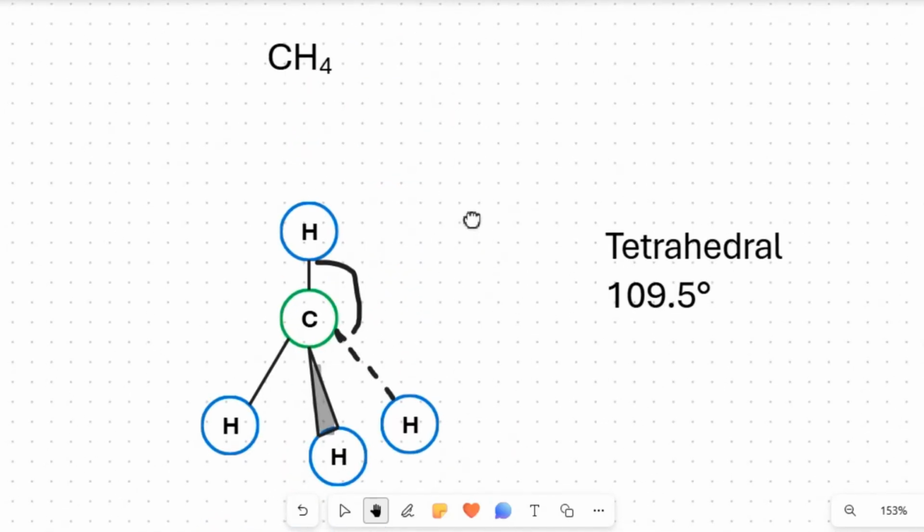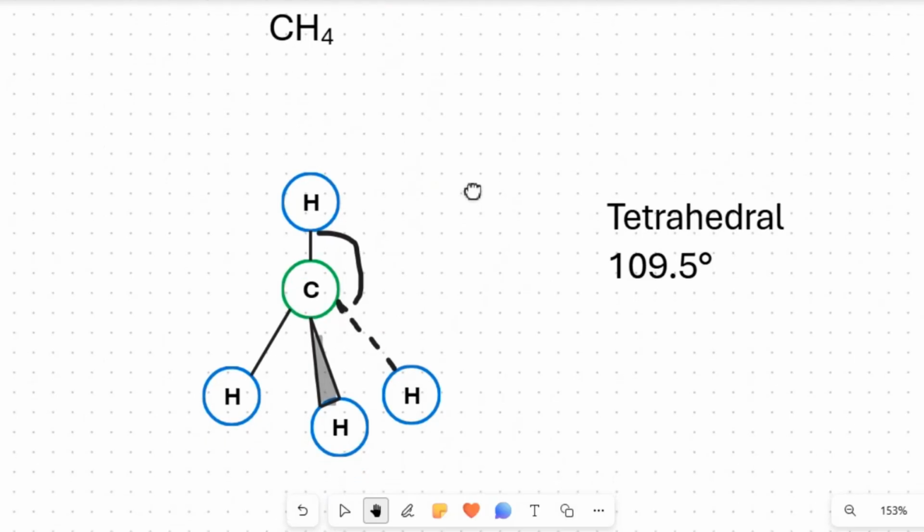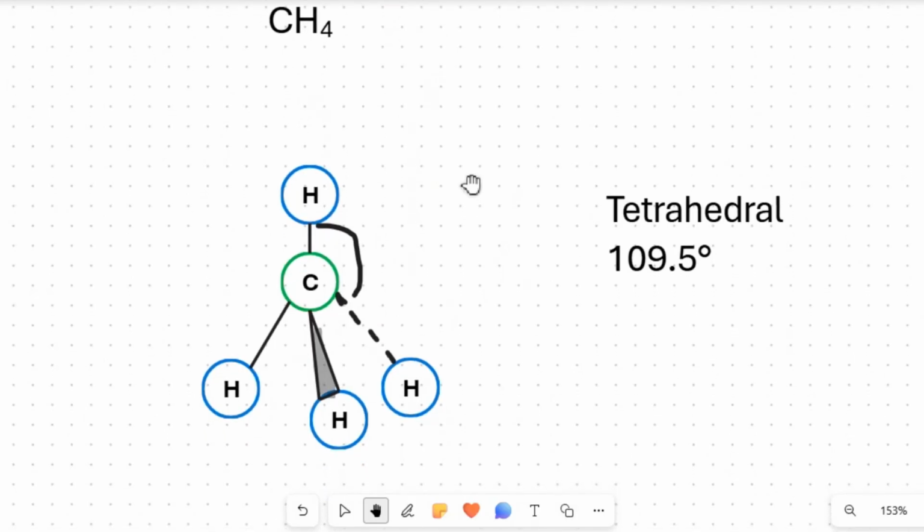The next example is methane. So in methane, you have carbon bonded to four hydrogen atoms. There are four bond pairs, and so you have a 109.5 degrees angle, which is known as the bond angle, and the shape is known as tetrahedral.